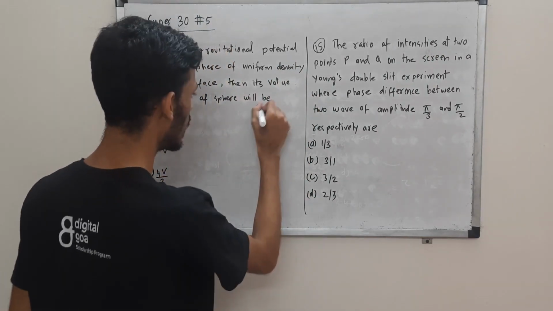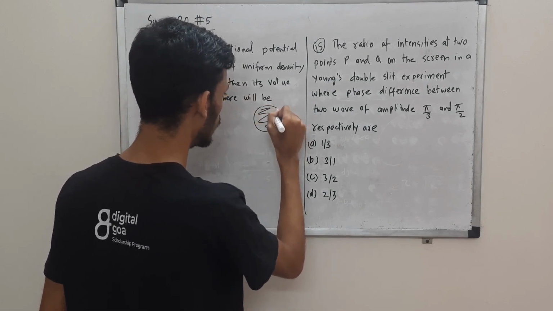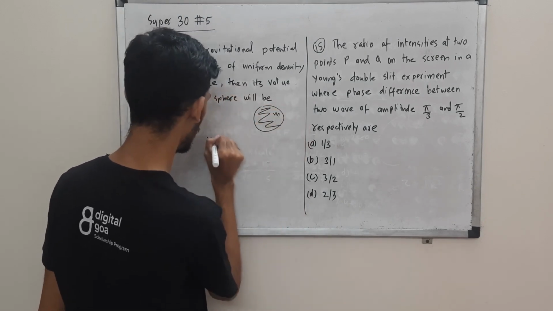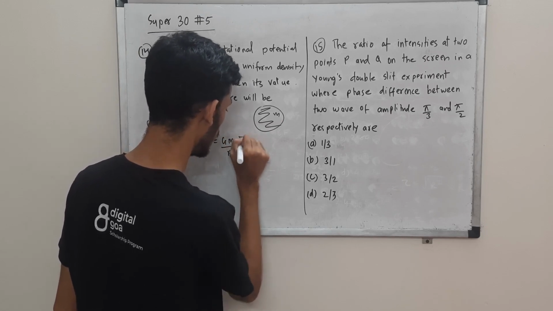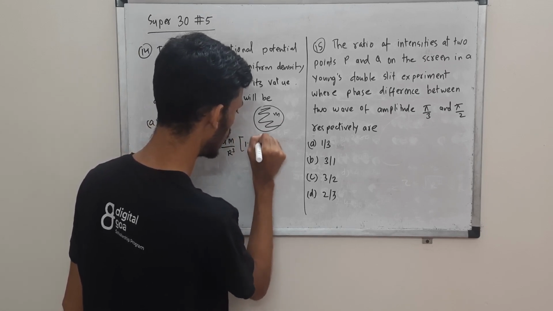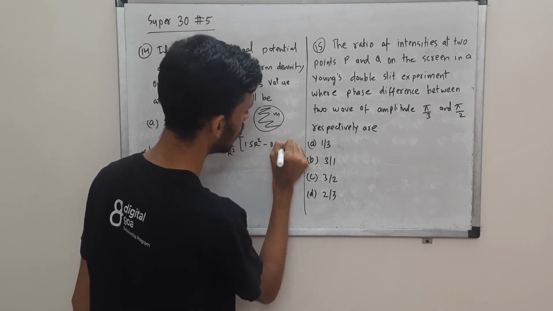Now this sphere has uniform mass, right? So basically the formula for this, I'm not expecting you to remember, but this is something a bit complicated. There is a method to derive this.